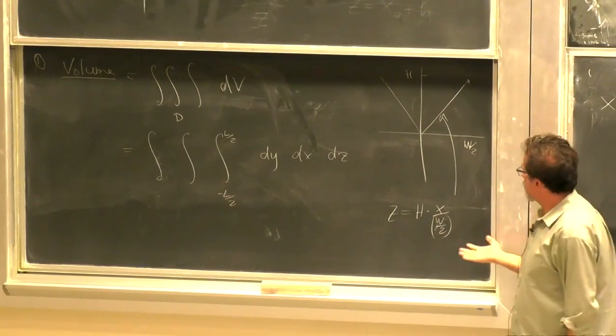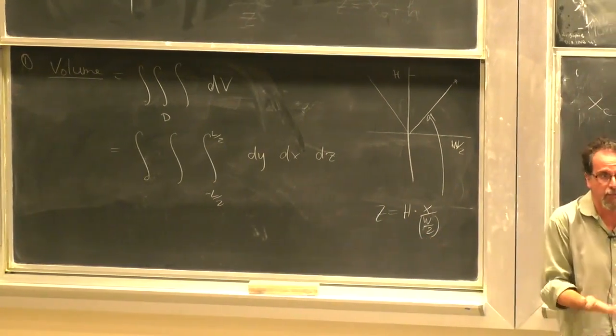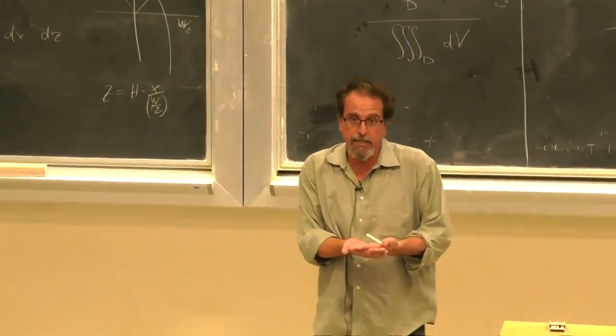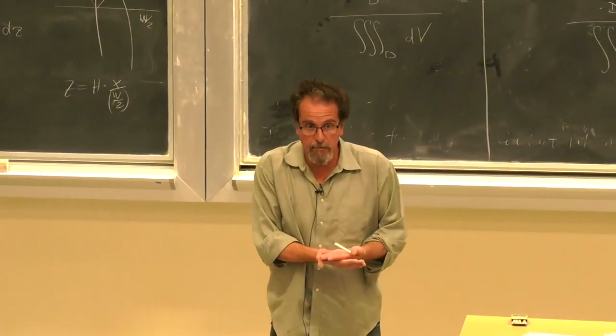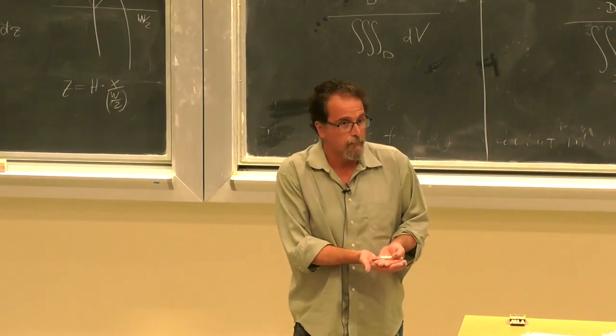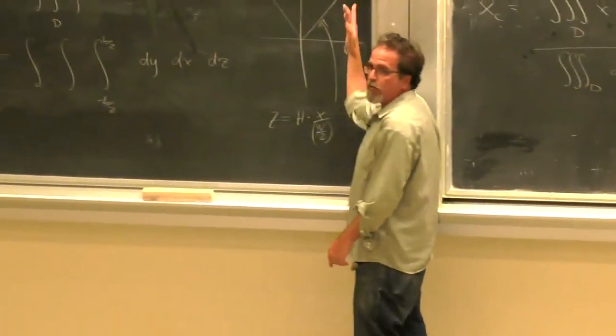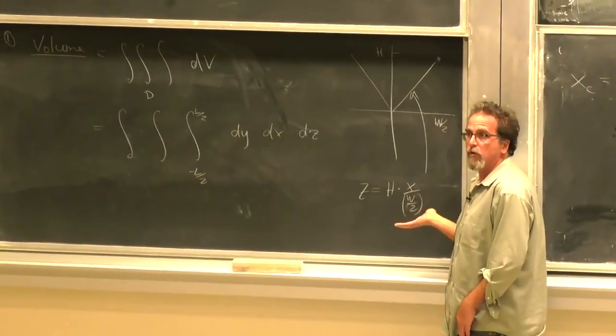Okay? Convince yourself this is a y equals mx plus b type situation. Z equals mx plus b. But b is the intercept. The intercept is 0. M is the slope, the rise over the run. Well, the rise is h, and the run is w over 2. So I just wrote it like that.